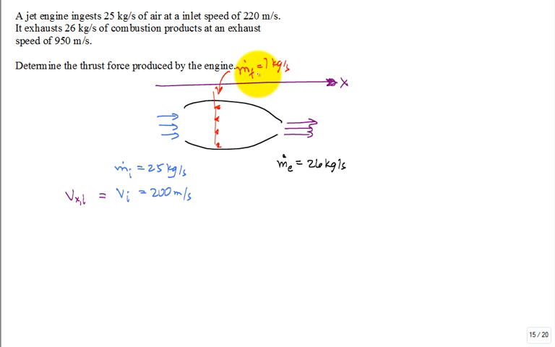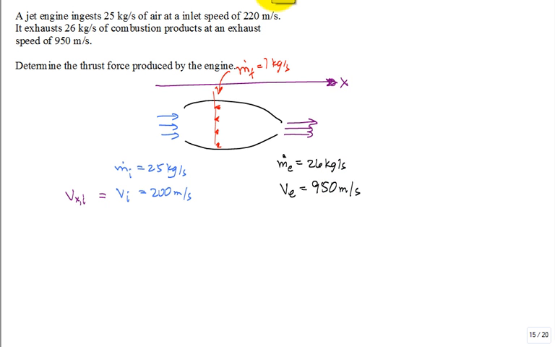Is it coming in with any significant linear momentum in the x direction, the mass flow rate of the fuel? Nope. But it's adding to the outgoing linear momentum flow rate on the exit because it's coming out at a spanking speed of 950 meters per second. Okay. Determine the thrust force produced by the engine.